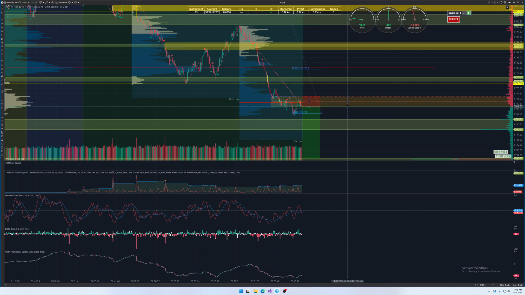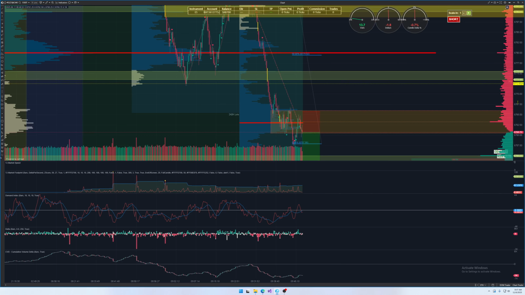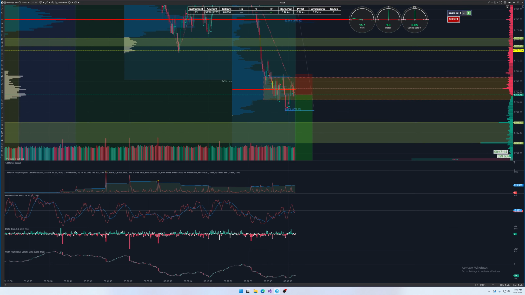I might want to trade that range here. And the range itself is 20 ticks, which is a little, not a lot.